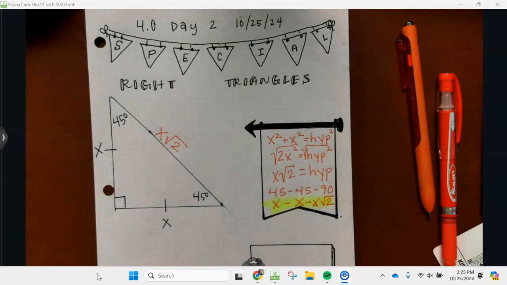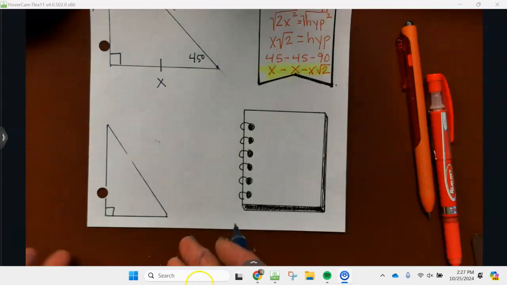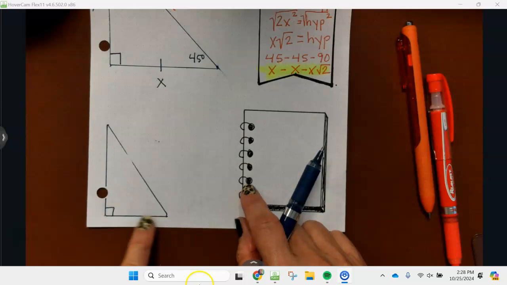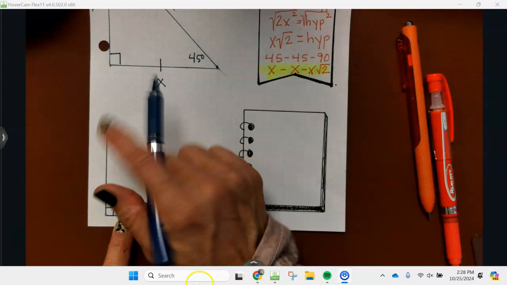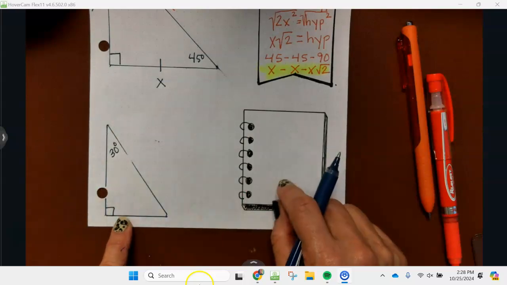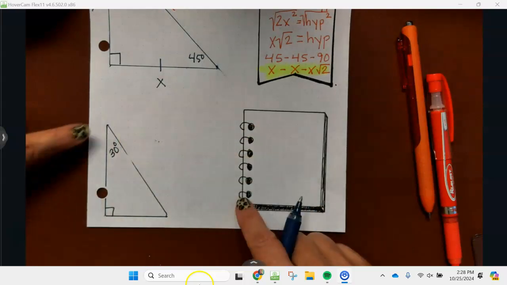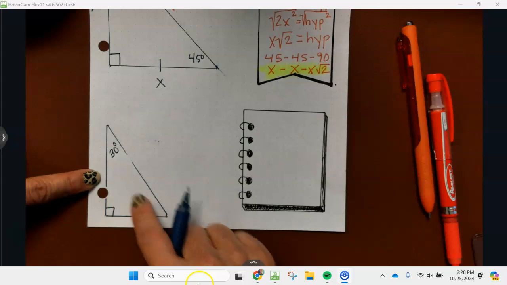All right, now let's talk about a 30, 60, 90. Is a 30, 60, 90 triangle. These measurements are absolutely proportional. The side opposite of the shortest side, the angle opposite is 30 degrees. The remaining degrees are 60. It is opposite of the other leg.